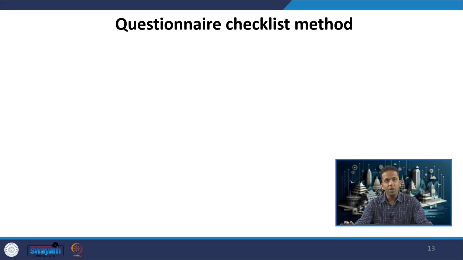The last one, the questionnaire checklist method. As the name indicates, it is on the basis of several questions that would be asked mainly to the public or the community which are going to get impacted by a project.